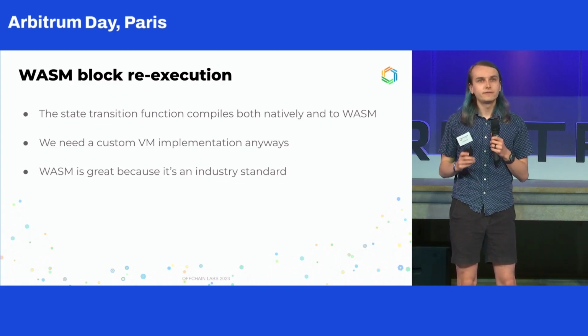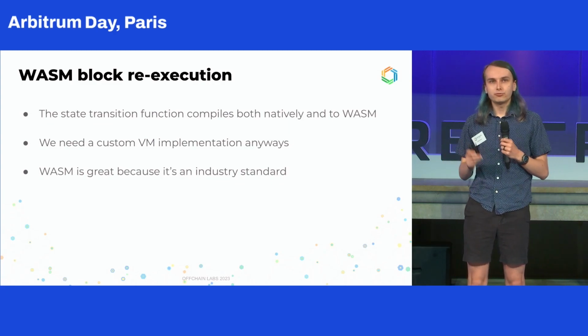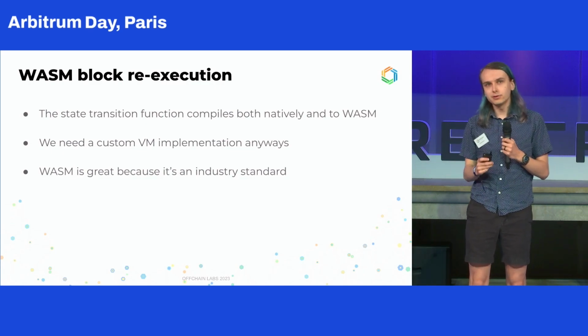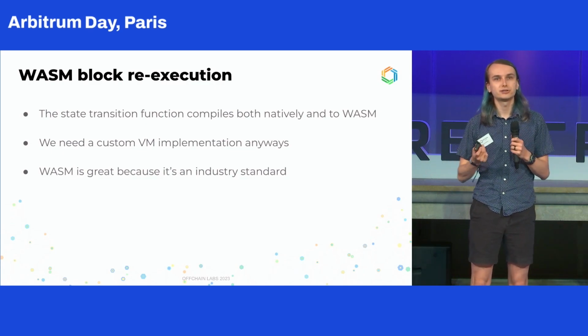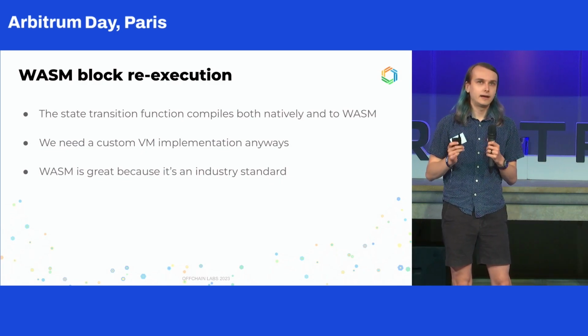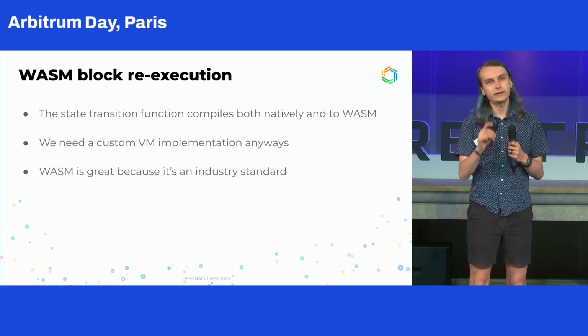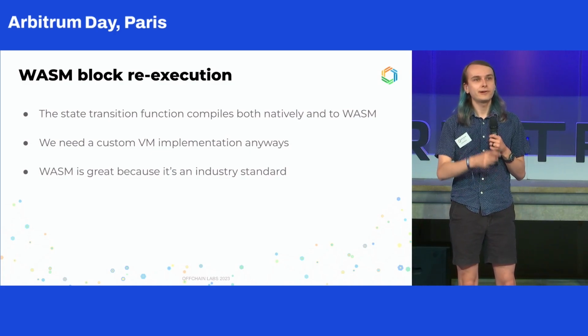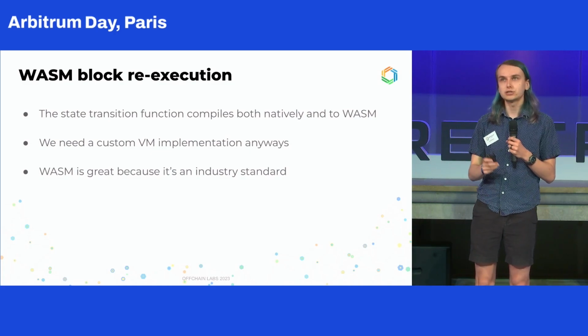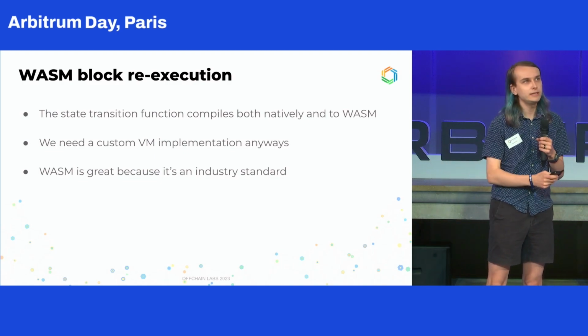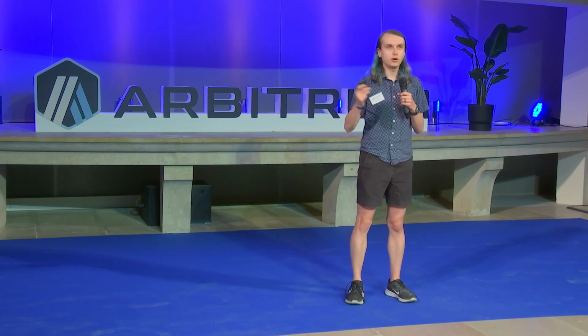The state transition function, that is what processes the transactions and produces the output state. For our simple challenge protocol, the state transition function was just take, subtract the transaction's value out of the sender's account and give it to the output account. For Arbitrum, the state transition function is a lot more complicated. It involves invoking the Ethereum virtual machine, running smart contracts, logs, all of this complicated stuff.